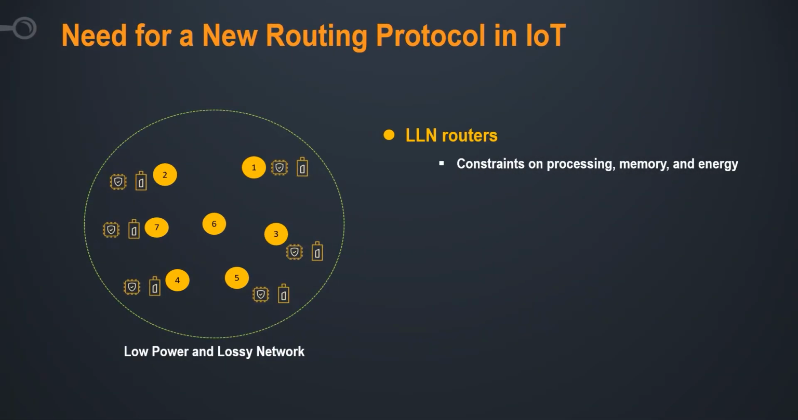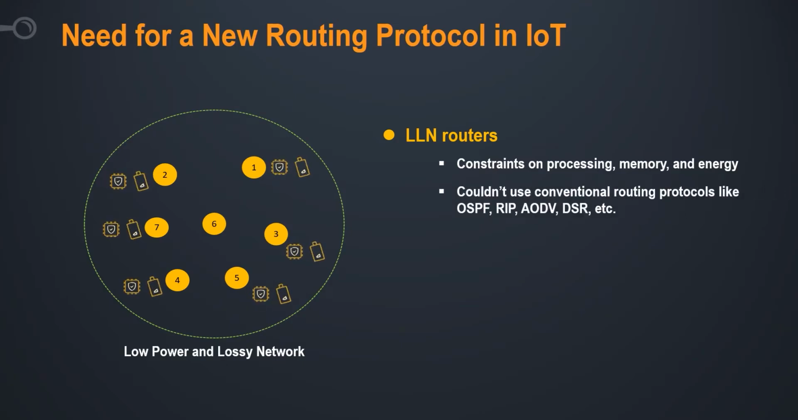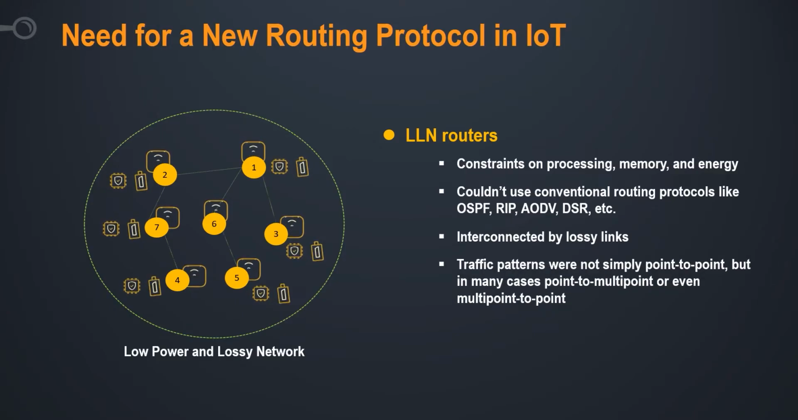Now, we will understand the need for a new routing protocol in IoT. RPL was needed because low power and lossy networks, that is the LLN routers, had constraints on processing, memory and energy. They could not use conventional routing protocols like OSPF, RIP, AODV, DSR, etc. They were interconnected by lossy links and the traffic patterns were not simply point to point, but in many cases point to multipoint or even multipoint to point.